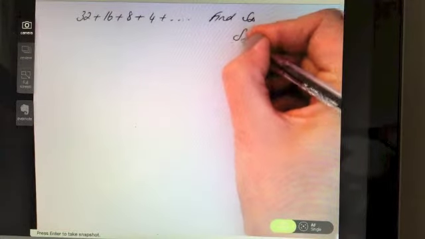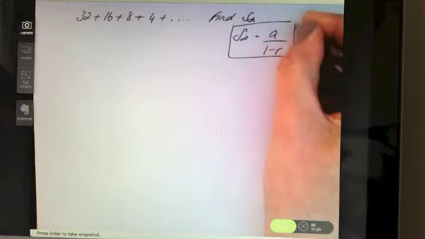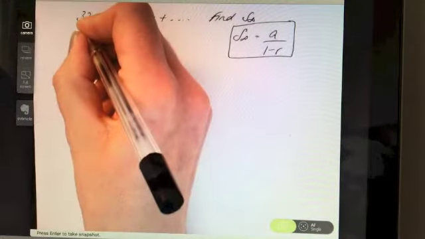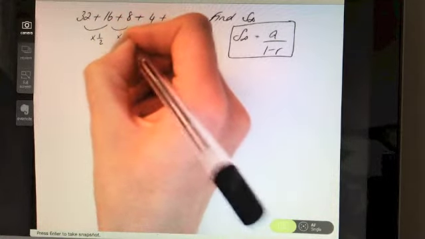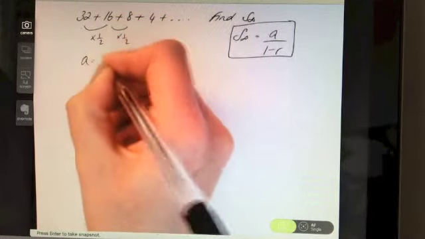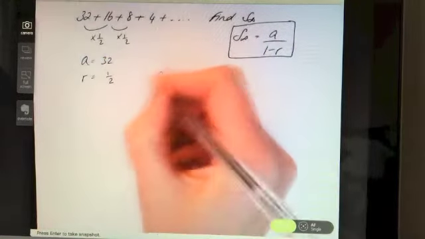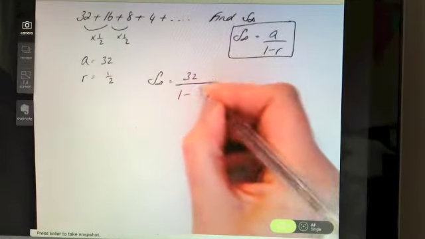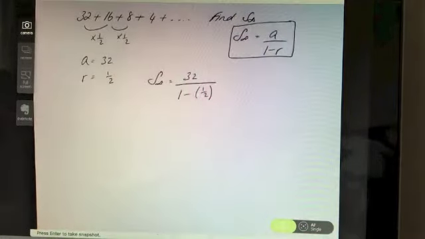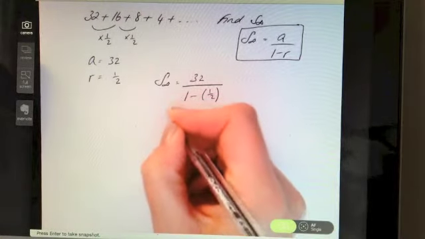Obviously what we're dealing with here is a over 1 minus r. This is what's in your log tables. Straight away, we can see the common ratio is times a half. So a is equal to 32 and r is equal to a half. Filling in over here, the sum to infinity is going to be 32, which is a, over 1 minus a half. And it works out to be 64.